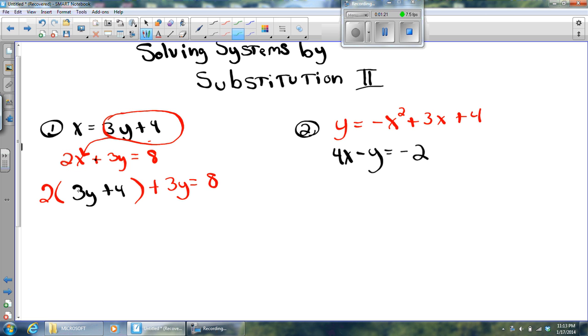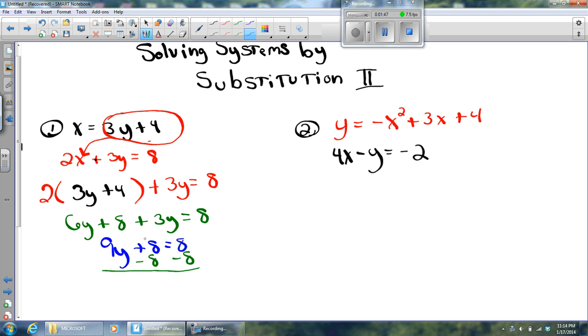Now we'll do our distribution and get 6y plus 8 plus 3y, which will equal 8. Then I'm going to combine my like terms to get 9y plus 8 equals 8. And then I'm going to subtract 8 from both sides, trying to get y alone. I'll end up with 9y equals 0. Dividing by 9 will yield the answer that y equals 0.